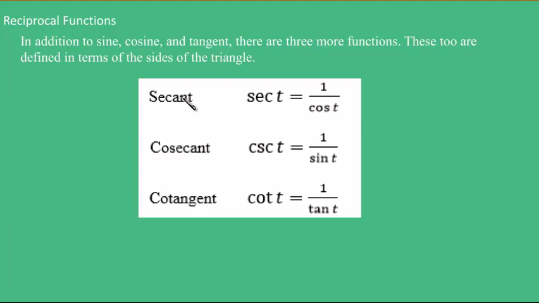So the secant then is going to be equal to the hypotenuse divided by the adjacent side. The cosecant is going to be equal to the hypotenuse divided by the opposite side, and the cotangent is going to be equal to the adjacent side divided by the opposite side.